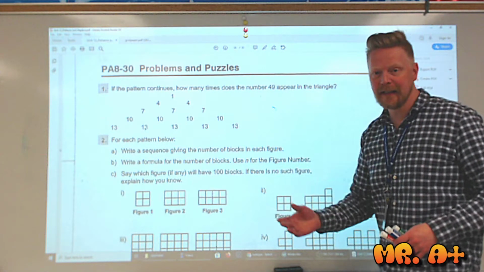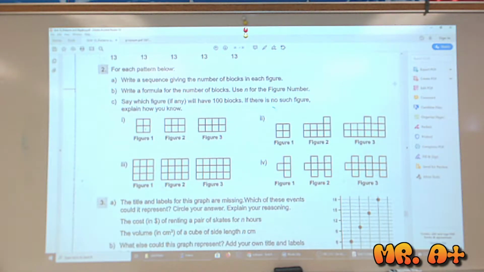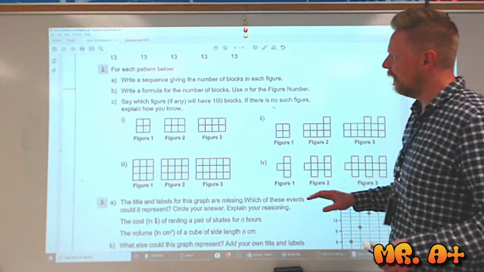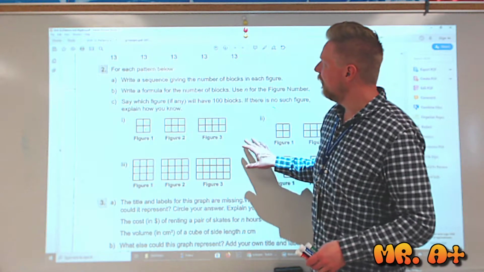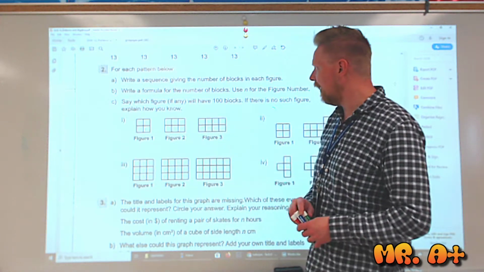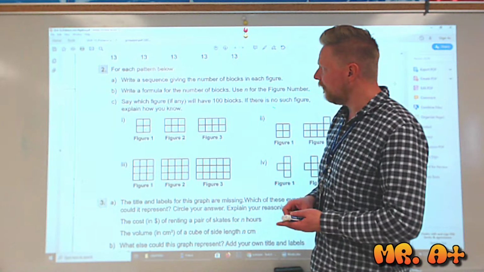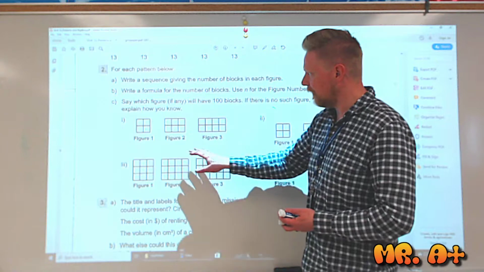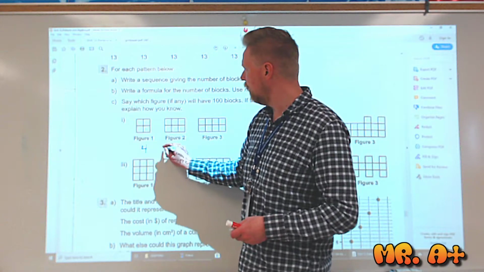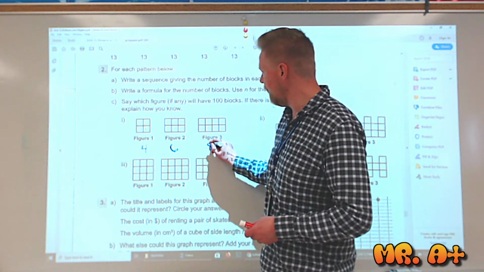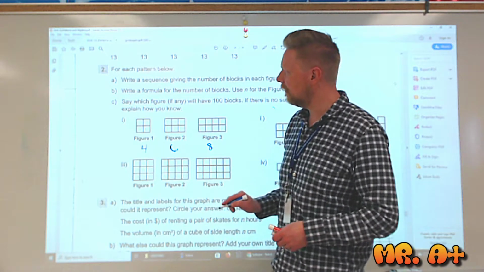We're going to do the exact same procedure for the second one. We're going to look at each pattern, write a sequence, write a formula, and say whether any of these figures will have 100 blocks. So first off, let's write our sequence for this one here. Our sequence for this one is 4, 6, 8. Well, that's simple enough. There's 4 blocks, then 6 blocks, then 8 blocks.